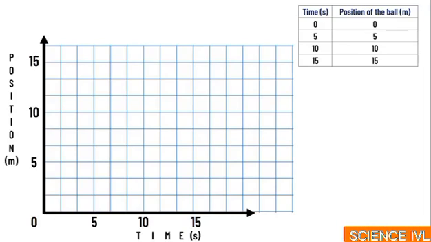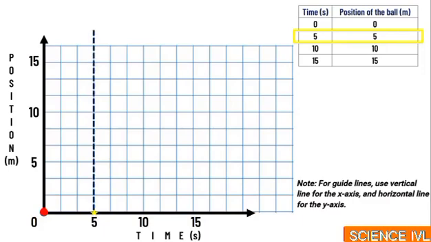Let us start plotting the given data. At 0 seconds, the ball is in position at 0 meter. So we are going to plot this data at this point. Next, at 5 seconds, the position of the ball should be plotted at 5 meters. Note, for guidelines, we use a vertical line for the x-axis and a horizontal line for the y-axis.